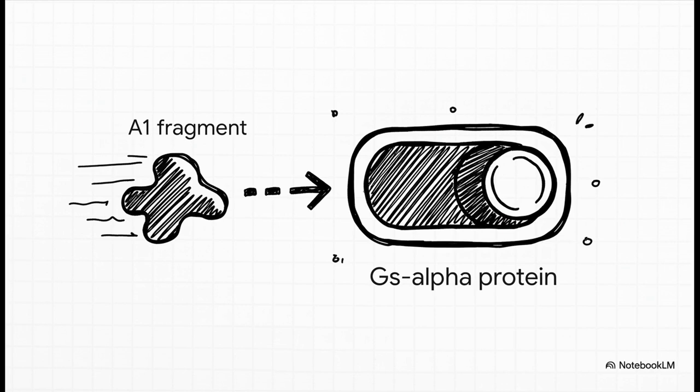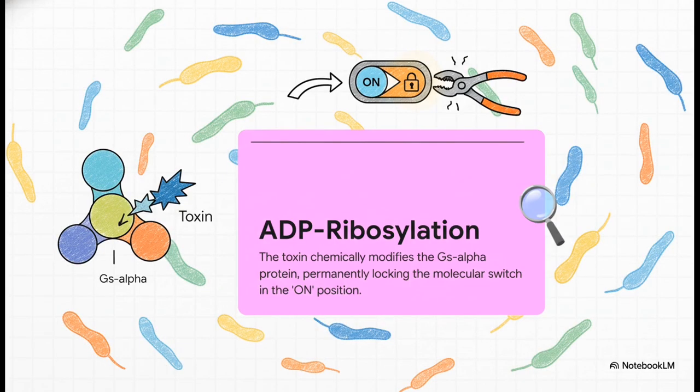The best way to think about GS-alpha is as a critical light switch that controls a really important cellular pathway. The toxin sabotages this switch using a chemical reaction called ADP ribosylation. It basically modifies the GS-alpha protein in such a way that it's like taking a pair of pliers and just snapping off the off button. That switch is now permanently, irreversibly locked in the on position.